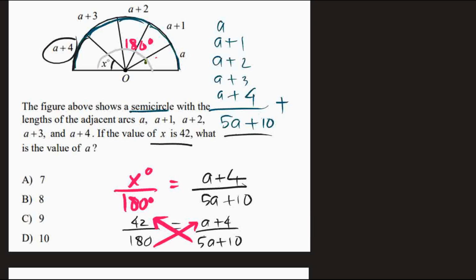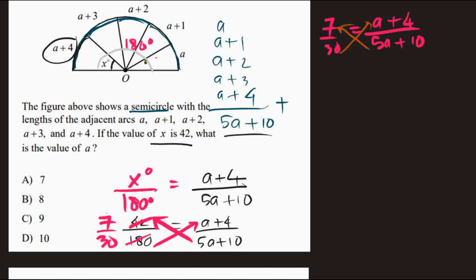Now we can cancel this out: 42 over 180 is 7 over 30. Now it's 7 over 30, equal to a plus 4 over 5a plus 10. And then again we cross multiply here.